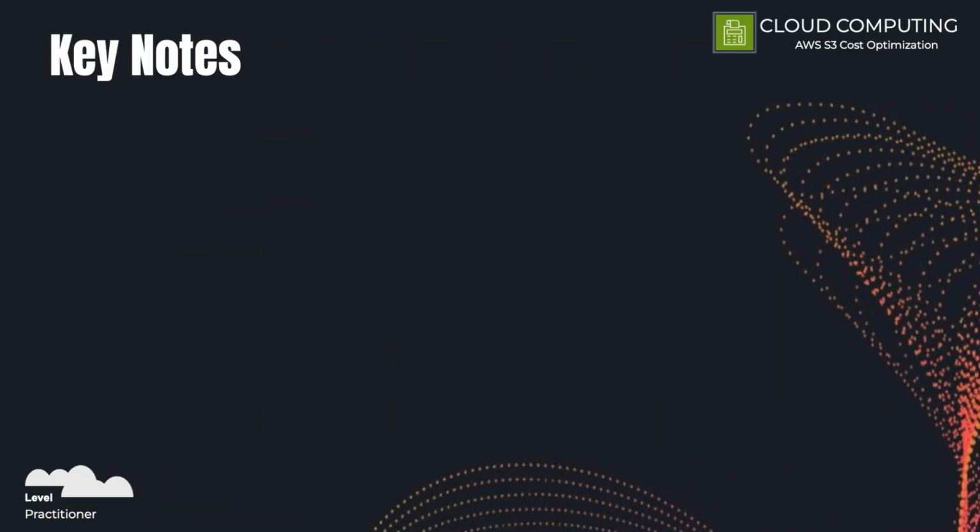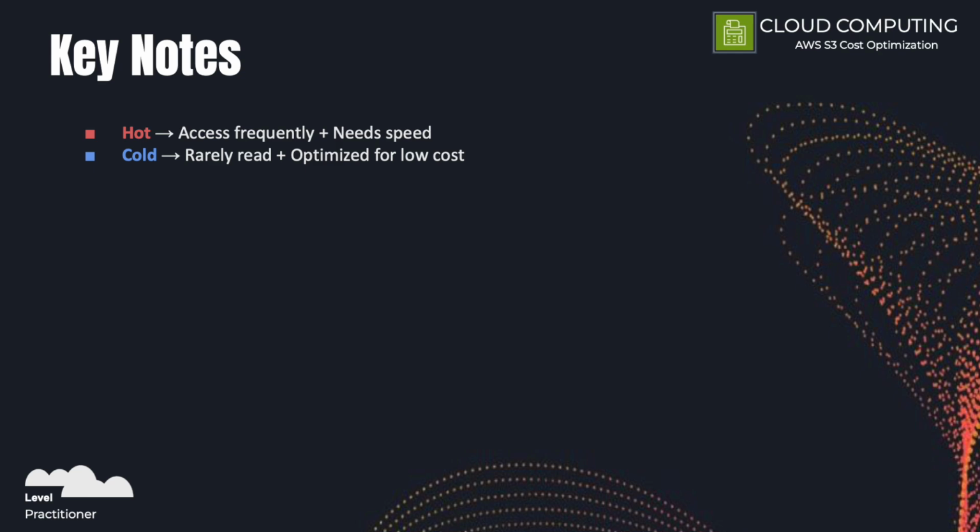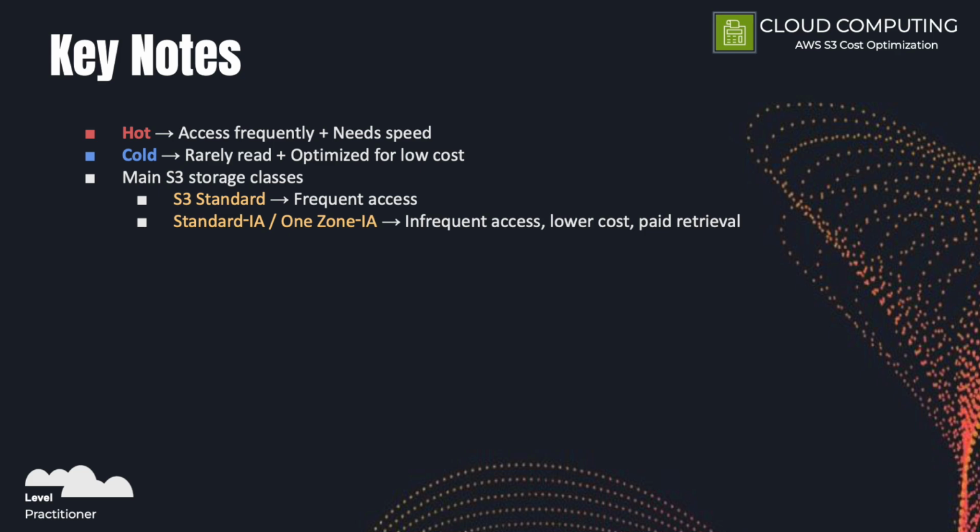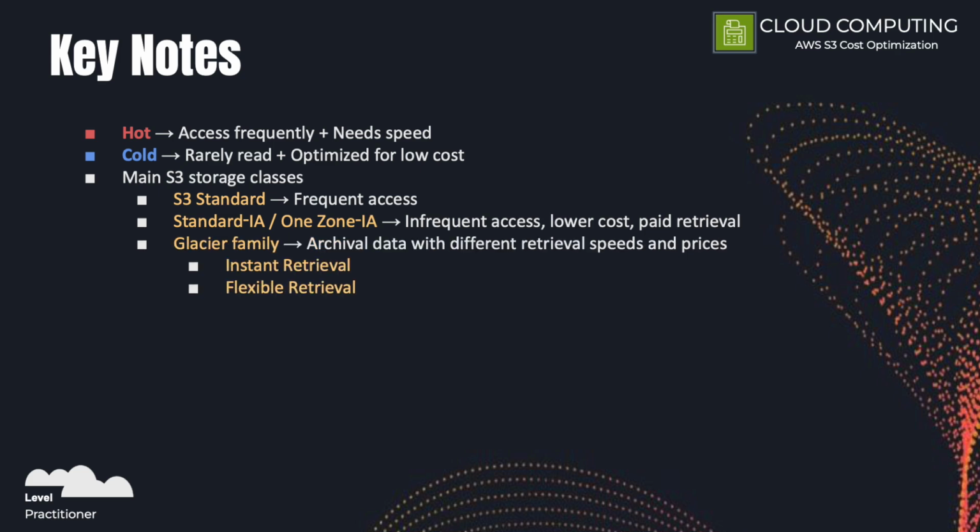Alright, before we wrap up this video, here's a quick mental model to take away. The first one is, don't forget about the data temperature spectrum. Hot data is accessed frequently and needs speed. Cold data is rarely read and optimized for low cost. In terms of main S3 storage classes, S3 Standard means frequent access, Standard IA and One Zone IA mean infrequent access, lower cost, and paid retrieval. The Glacier family, Instant Retrieval, Flexible Retrieval, and Deep Archive, covers archival data with different retrieval speeds and prices, and Express One Zone is for very low latency in only a single availability zone.